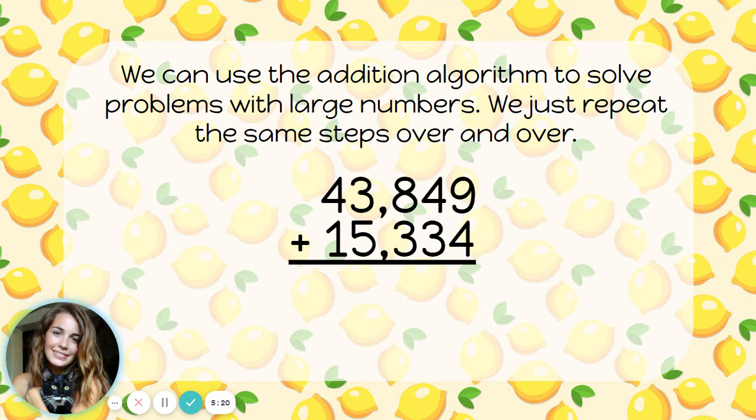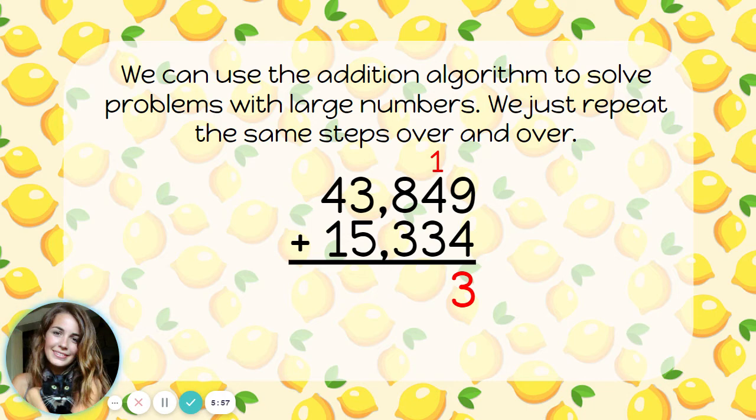We just repeat those same steps over and over again. Let's add 43,849 plus 15,334. I always start in my ones place, so I'm going to add 9 plus 4. 9 plus 4 is 13. Once again, I can't put a 13 in the ones place of my answer. I can put down 3 ones and carry or regroup that group of 10 over into the tens place.